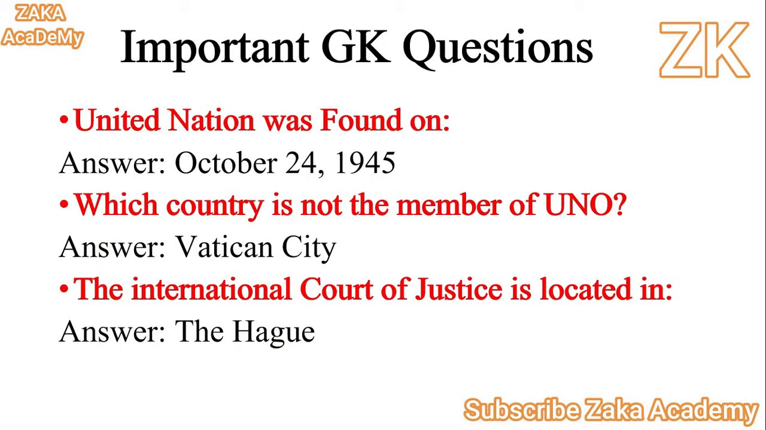United Nations was founded on? Answer is October 24, 1945. Which country is not the member of UNO? Vatican City is the country and Vatican City is not the member of UNO. The International Court of Justice is located in? The Hague is the place where International Court of Justice is located.